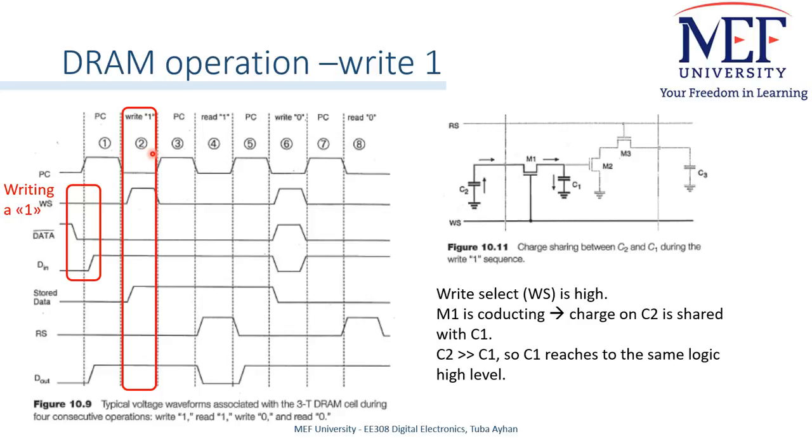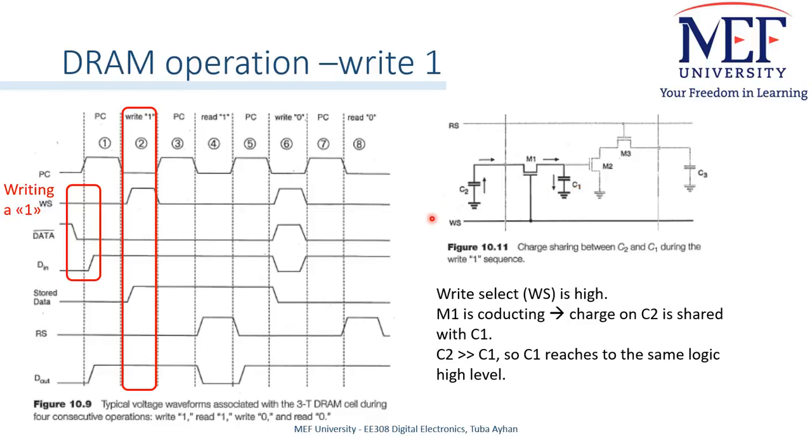with the write operation. The write select signal goes high during the active phase of Phi2. As a result, the write access transistor M1 is conducting. The charge on C2 is now shared with C1 through M1. Since the capacitance C2 is very large compared to C1, the storage node capacitance C1 attains approximately the same logic high level as the column capacitance C2.